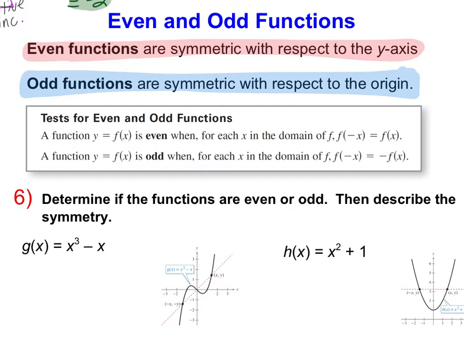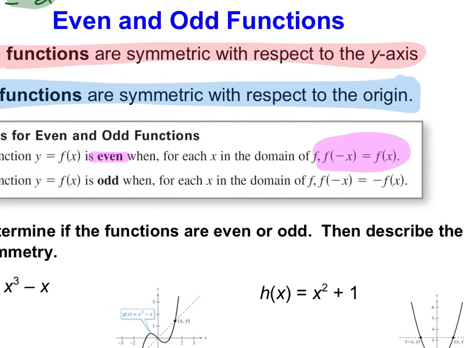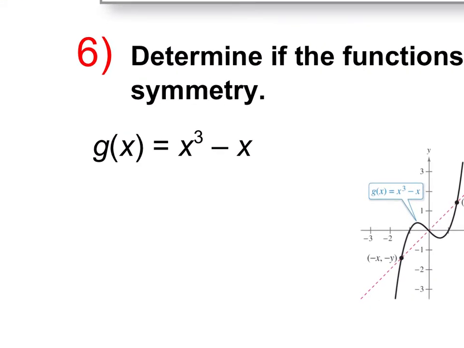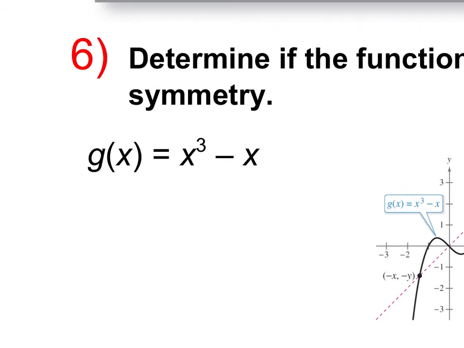And to figure out if they are even or odd, it is even if when you substitute in a negative value, you get the same function you would if you substituted in a positive value. So f of negative x is equal to the regular f of x. And then it's odd if you substitute in a negative and you get the negative function.